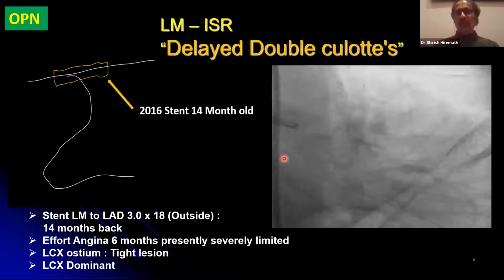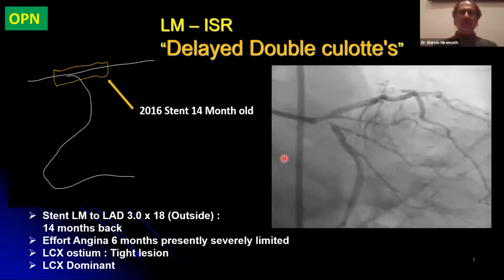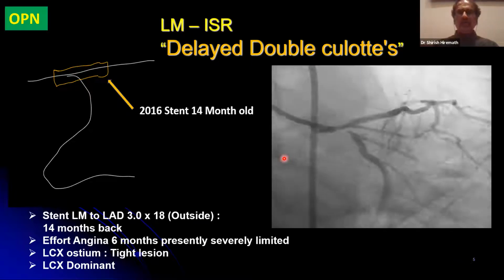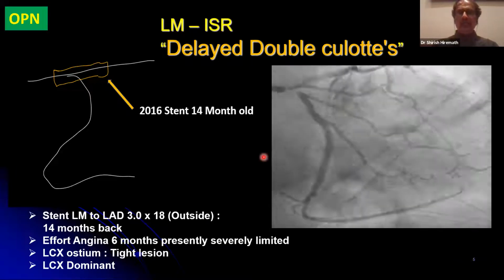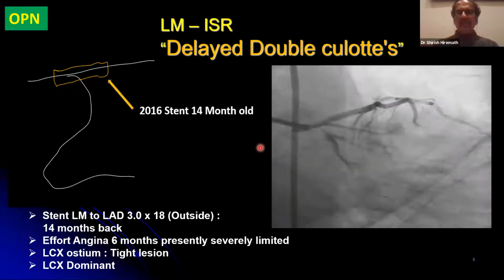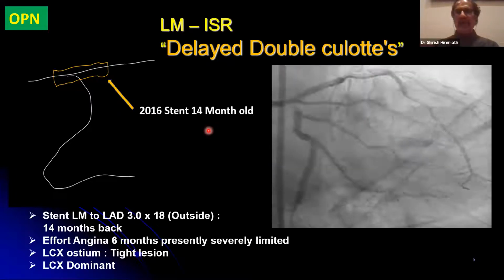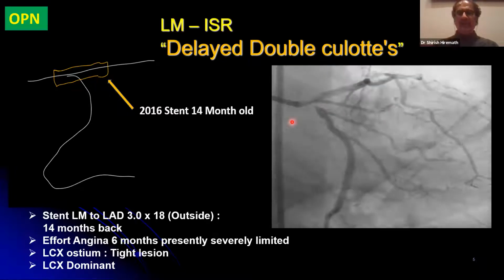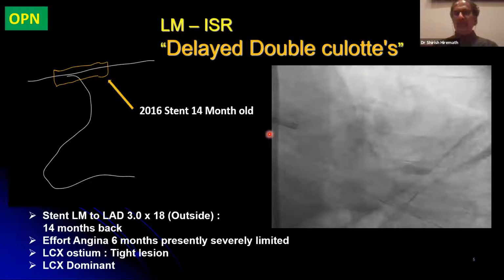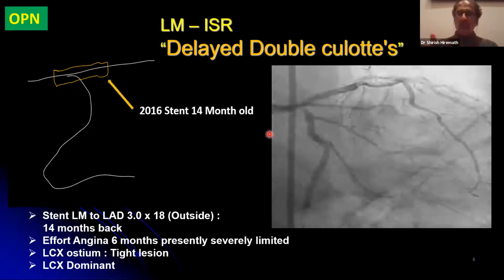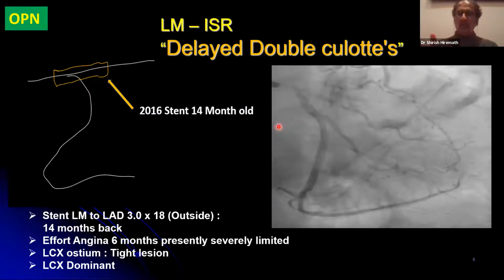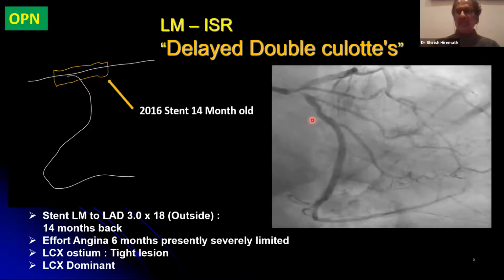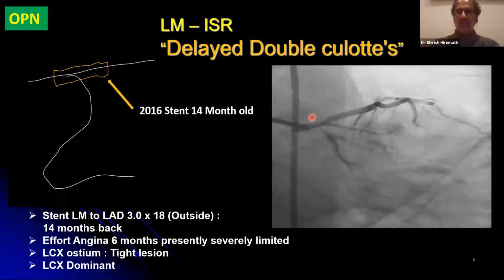I'm going to show you a few cases so that you and I understand what has gone wrong and what can be done to improve our results. So this is a case done elsewhere about 14 months back. And this patient has a stent from left main to LAD. Now, if you see the left main to LAD flow, it looks quite good. However, the side branch, the LCX, has got a critical ostial stenosis.